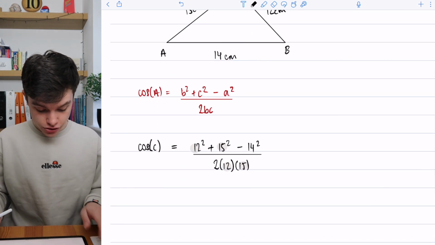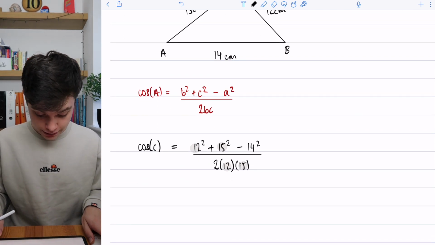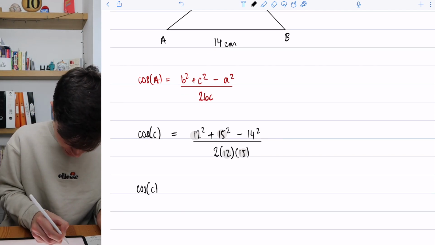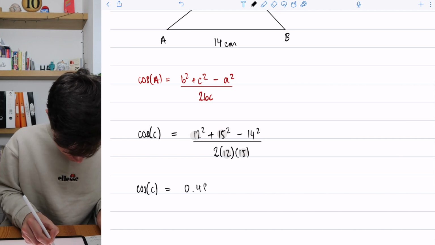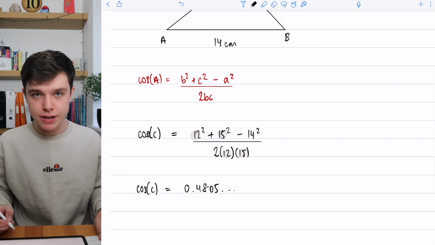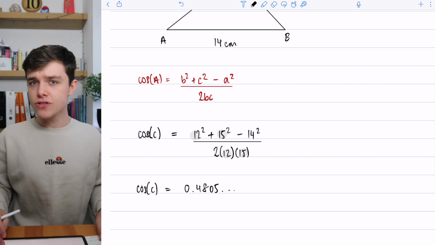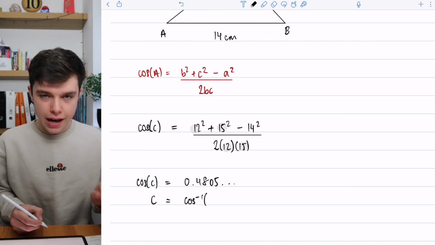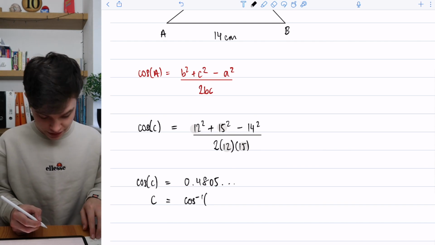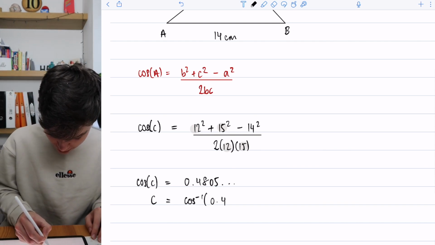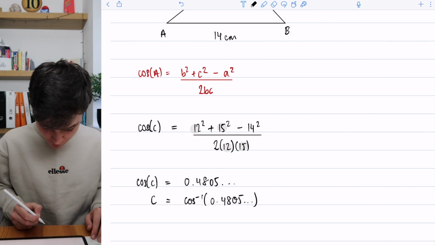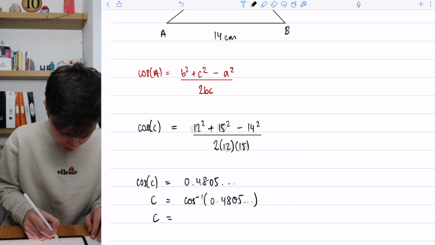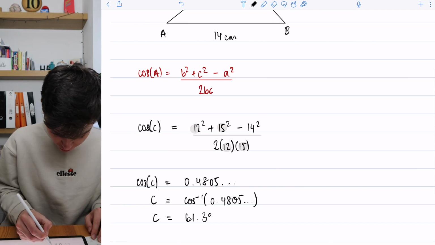Okay, and then really it is just, can you calculate that with your calculator? And hopefully you can do. You will get cos of angle C to be 0.4805, and that carries on in your calculator display. And then it's just a case of doing inverse cos. C will be equal to cos to the minus 1. That's not a power, that's just the notation of the inverse cos. And it's going to be of the decimal on the right hand side there, because you're just doing inverse cos of both sides. And then you will get C, when you put that into your calculator, as 61.3 degrees.